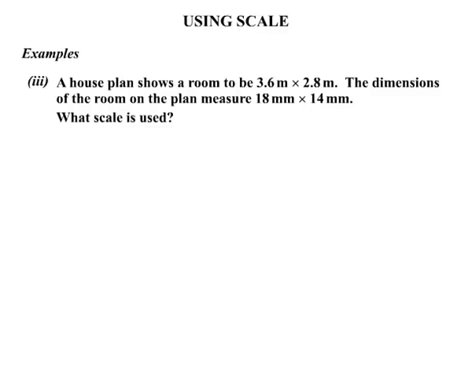Our third and final question. A house plan shows a room to be 3.6 metres by 2.8 metres. The dimensions of the room on the plan measure 18 millimetres by 14 millimetres. So we're asked what scale is used. So they're our real lengths and they are our drawing lengths. So we can see what they match. The 3.6 metres matches up with the longest side there, the 18 millimetres, and the 2.8 metres matching up with the 14 millimetres. So we need to work out what matches up so we can work the scale.